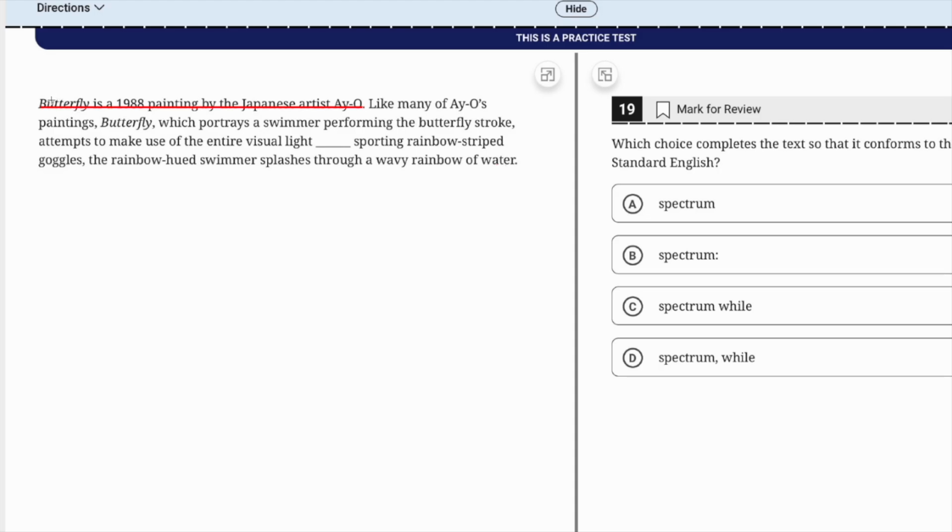Like many of this artist's paintings, okay, I'm going to cross that out because that is just an introductory portion. Butterfly, which portrays a swimmer performing the butterfly stroke. We're going to ignore that because that's an appositive. Butterfly attempts to make use of the entire visual light spectrum. So that is an independent clause, up to and including spectrum.